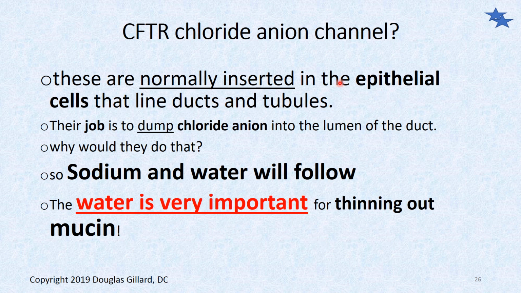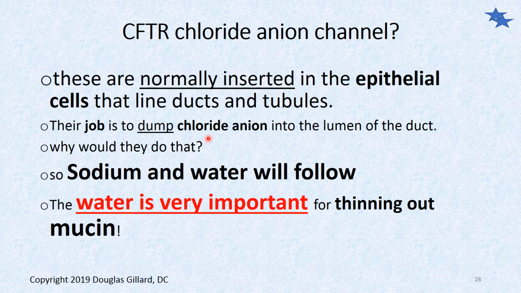Normally, these CFTR channels are inserted in epithelial cells. We said that already. And their job is, they're like the water hose in a way. They indirectly dump water into the lumen of the duct. Why do I say indirectly? Their job is to move chloride from the cytosol of the epithelial cell into the lumen of the duct.